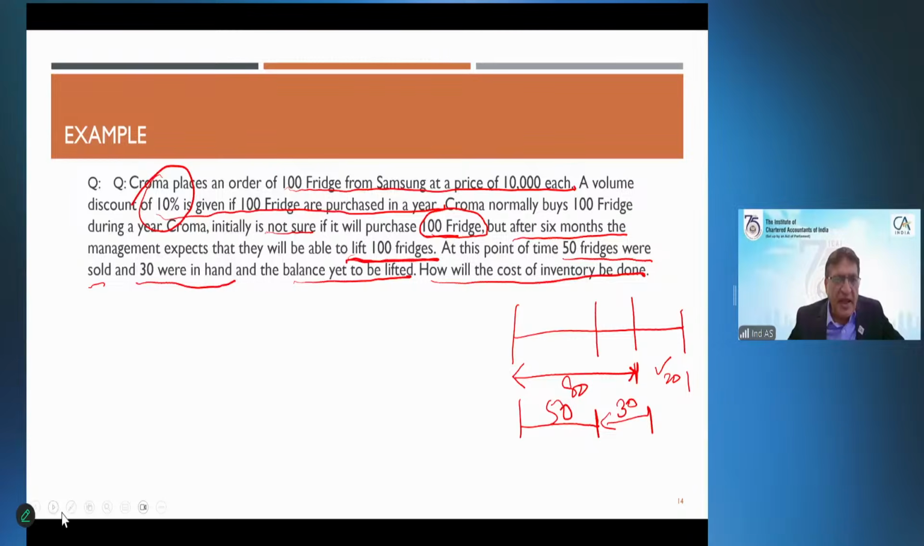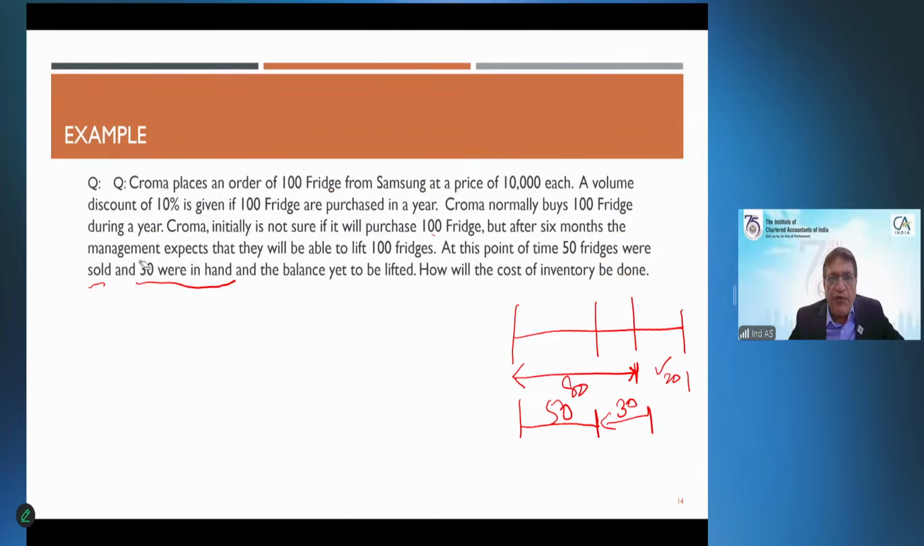So friends, as I told you earlier, in this particular case, the first thing is, when do we account for the discount? So in this case, the 10% discount is to be accounted when I am reasonably sure. The point of time when I'm reasonably sure is this point of time. So I would account the 10% discount at this point of time.